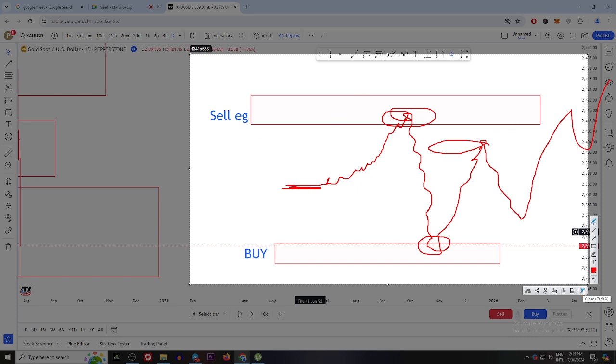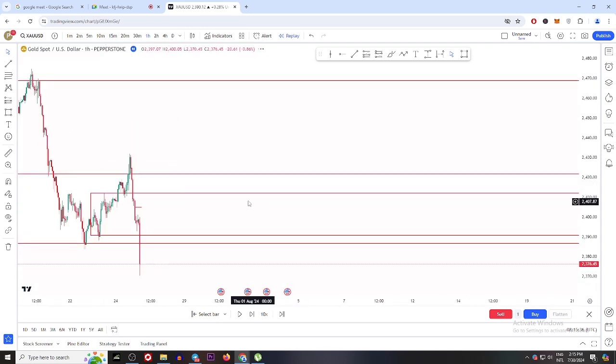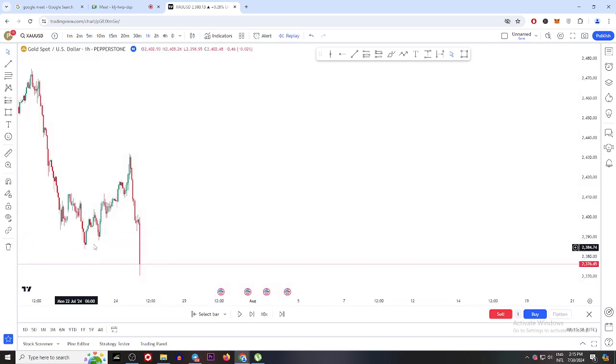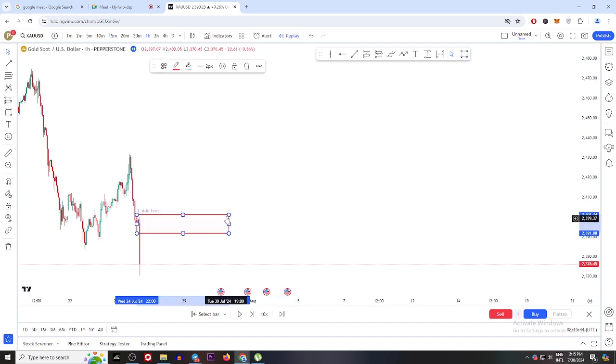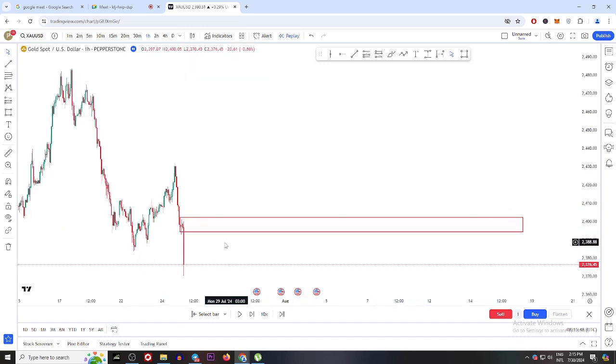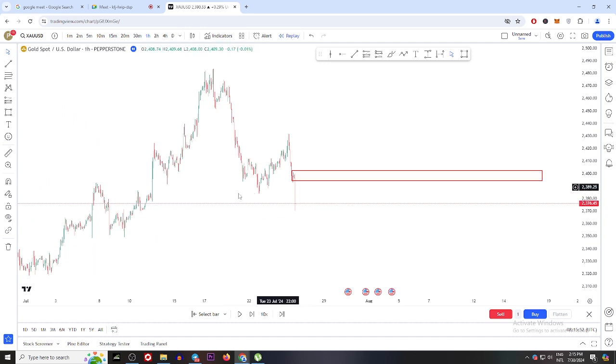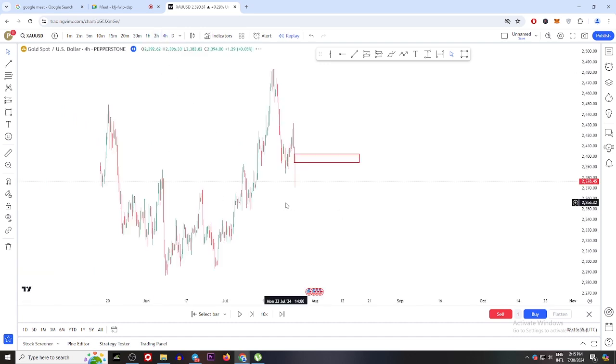Now let's go to 1 hour. Let me show you something. Look. Whatever you see in your chart, is this an engulfing? Is this an engulfing? Yes. This area, right? Where is the market now? This particular area.